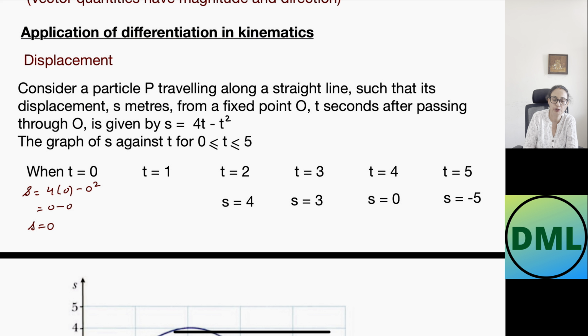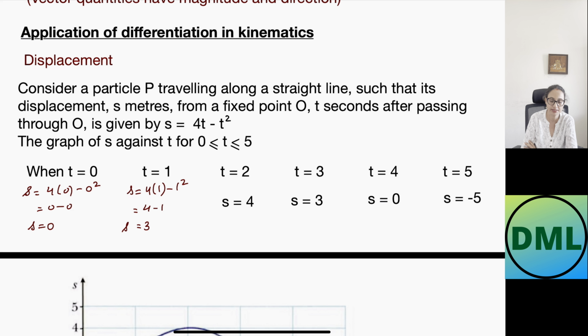If I put t is equal to 1 here, s will be written as 4 times 1 minus 1 square. This will be written as 4 minus 1, which is equal to 3. S is equal to 3 meters you have covered. In the same way, if you continue substituting t is equal to 2, t is equal to 3, t is equal to 4 and t is equal to 5, you will get s is equal to 4, s is equal to 3, s is equal to 0 and s is equal to minus 5.